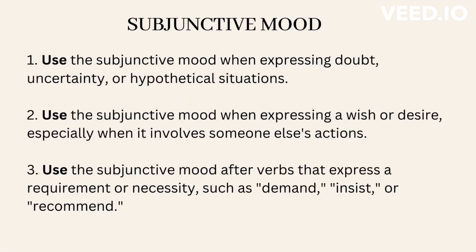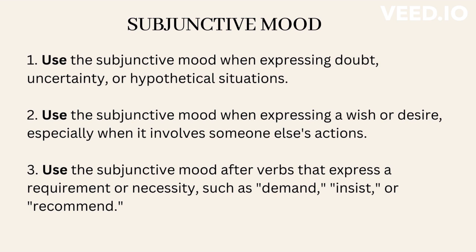There are some rules to keep in mind when using the subjunctive mood. 1. Use the subjunctive mood when expressing doubt, uncertainty, or hypothetical situations. 2. Use the subjunctive mood when expressing a wish or desire, especially when it involves someone else's actions. 3. Use the subjunctive mood after verbs that express a requirement or necessity, such as demand, insist, or recommend.